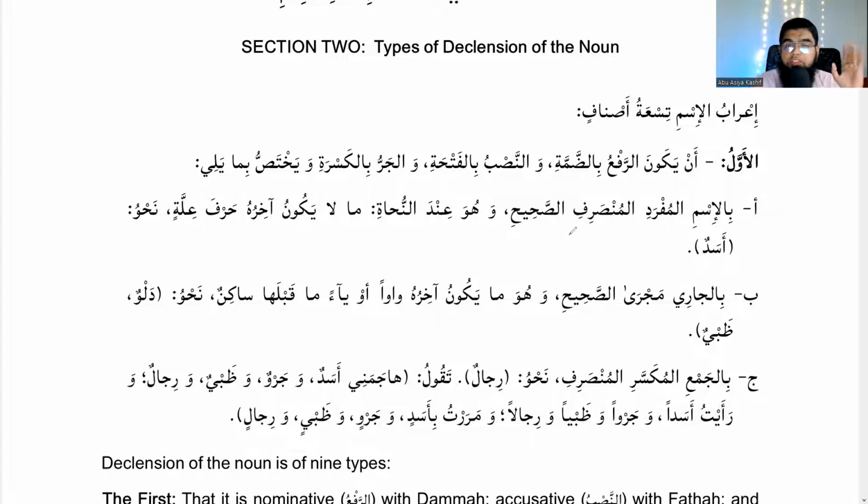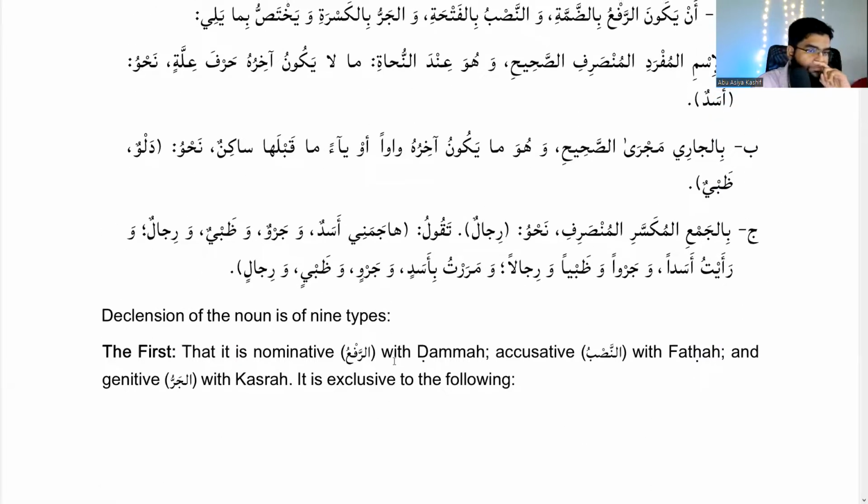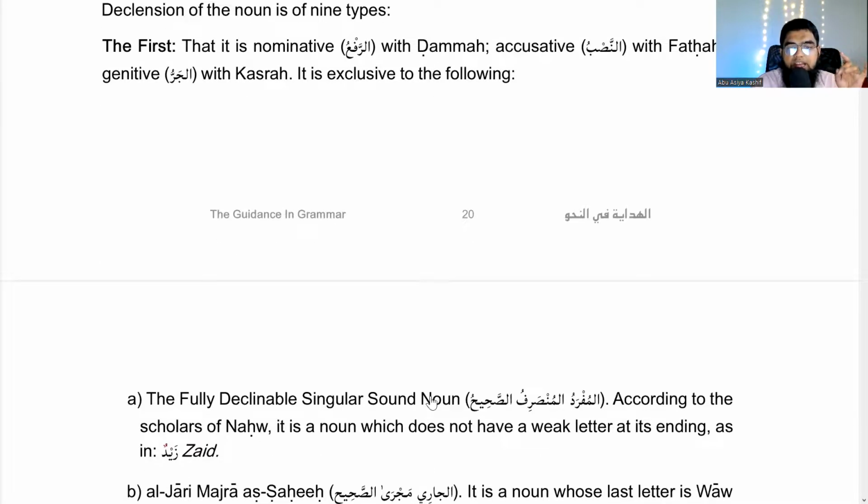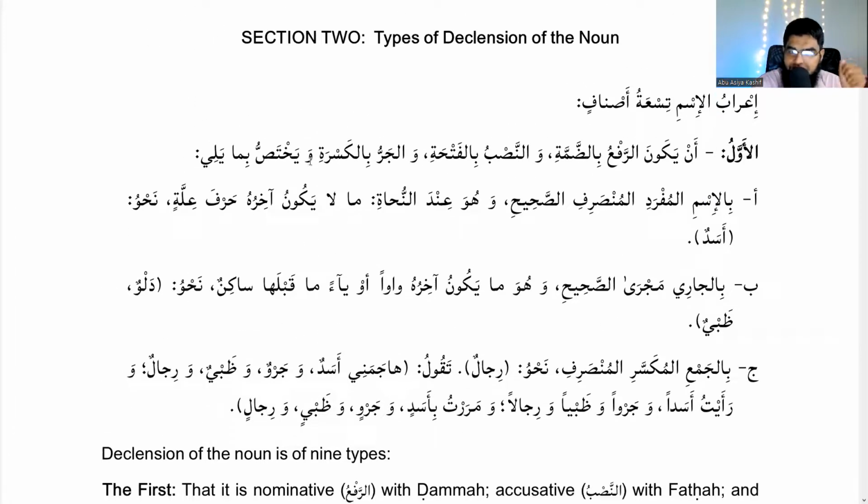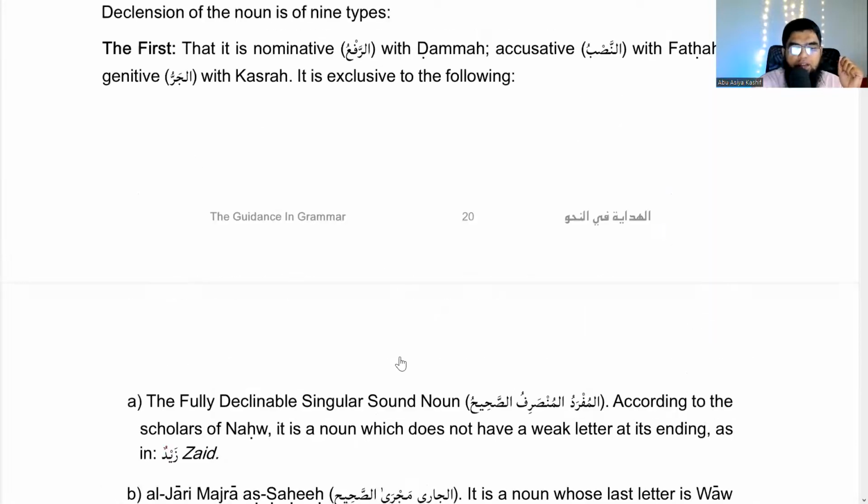Bil-ismil-mufradil-munsarifis-sahih, wa huwa 'indan-nuhati ma la yakunu akhiruhu harfa 'illatin nahwu asad. First condition: it should be a noun, of course. It should be singular, mufrad. It should be munsarif, not ghayr munsarif, not a diptote. Ibrahimu, Ibrahima, Ibrahim come later. And it should be sahih. What is sahih? There should not be a weak letter at the end: waw, ya, or alif. For example, asad.